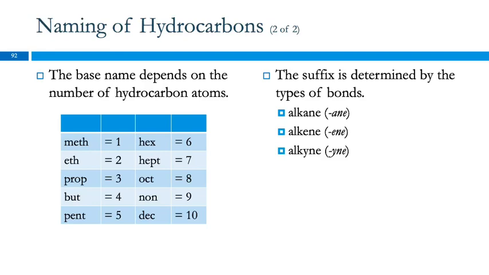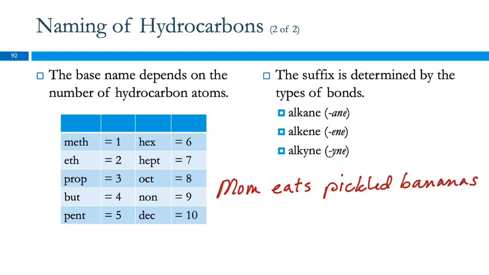So how do you remember those? Mom eats pickled bananas. The one I learned was Mom eats pickled bananas. So you kind of wonder if moms may be expecting another child, right? M-E-P-B. Meth, eth, prop, but. 1, 2, 3, 4. I still say this in my head when I try to remember prop and but because I get them mixed up all the time.